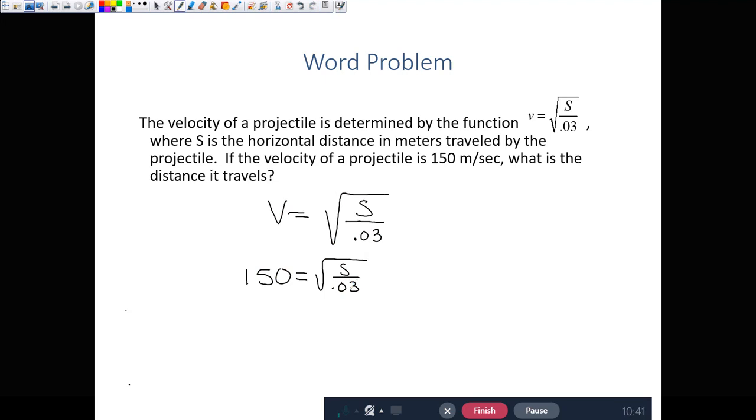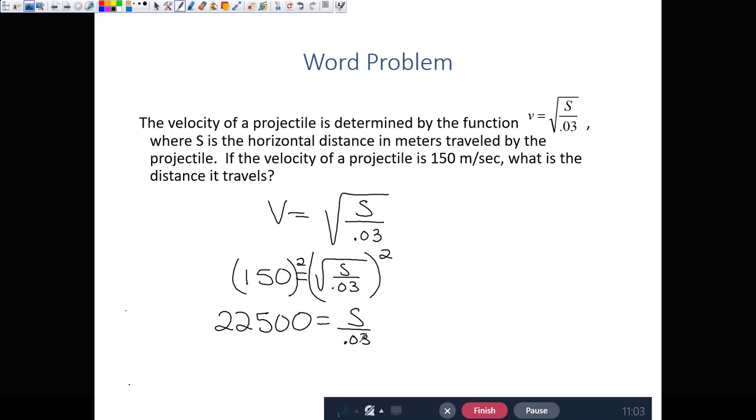Okay, I have a radical on one side and a number on the other side. So I'm going to square both sides to get rid of my radical. The square of 150 is 22,500. So that's going to equal s over 0.03.